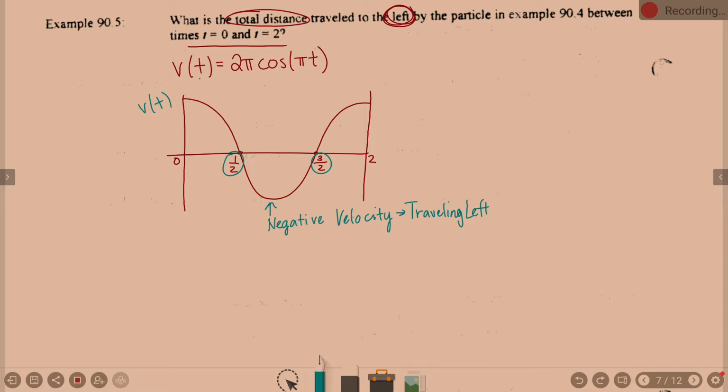If we're asking for the total distance traveled to the left, we need the integral from what to what? 1/2 to 3/2. Only where it's negative. I made my graph too big, so I don't have room to do it. You guys have a whole paper to just go down the paper. I don't, so I'm going to do it over here. The integral from 1/2 to 3/2 of 2 pi cosine pi t dt.